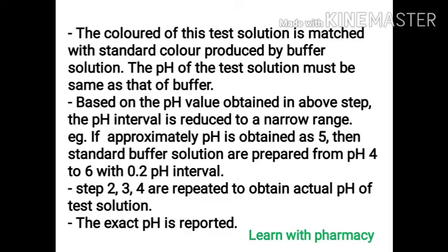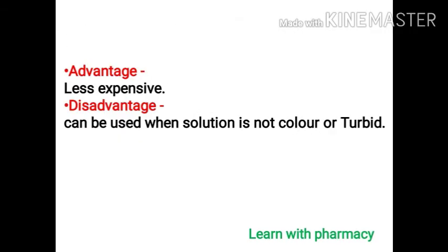Based on the pH value obtained in above step, the pH interval is reduced to a narrow range. Example, if approximate pH is obtained as 5, then standard buffer solutions are prepared from pH 4 to 6 with 0.2 pH interval. Steps 2, 3, and 4 are repeated to obtain actual pH of test solution. Finally, the exact pH is reported. The advantage of colorimetric method is it is less expensive than other methods. And disadvantage is it can be used only when solution is not colored or turbid.